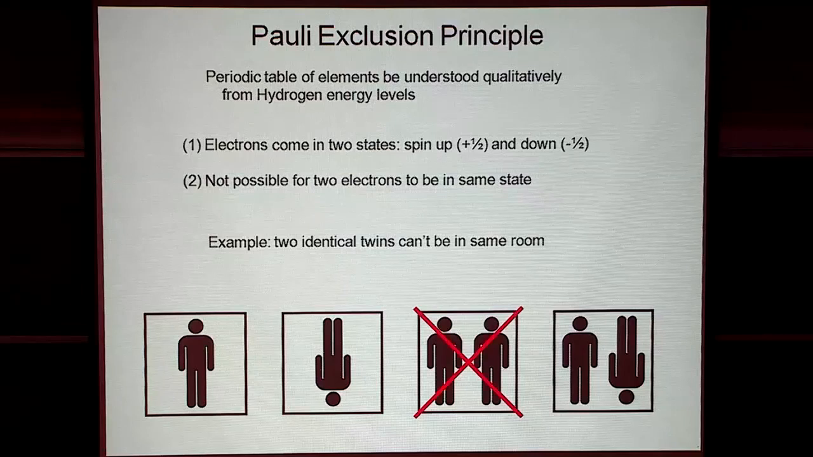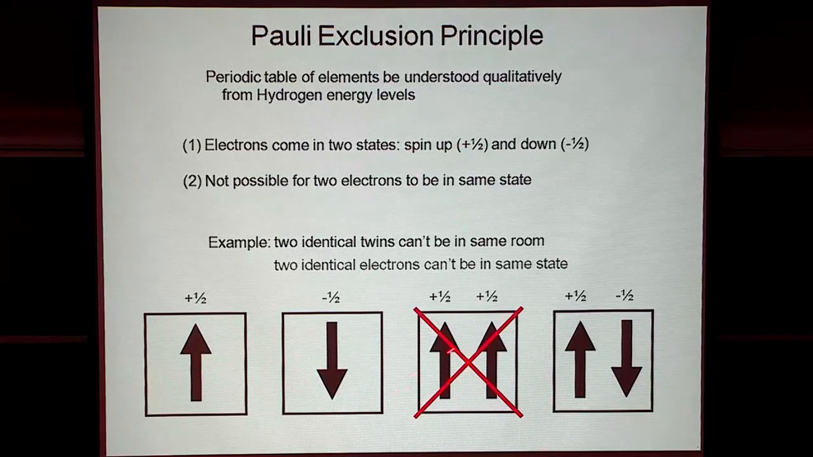So it's strange. Okay, I understand. It's just, how do you understand that? That's really strange. You just can't do it. However, if you were to have your twin stand upside down in the room and then walk in together, everything would be okay. That's really strange. But that's what the Pauli exclusion principle says, except it's for electrons, not people, and we're going to talk about spin up and spin down. Up, up, that can't happen. Up, down, that can happen. So that's just some weird thing of physics.